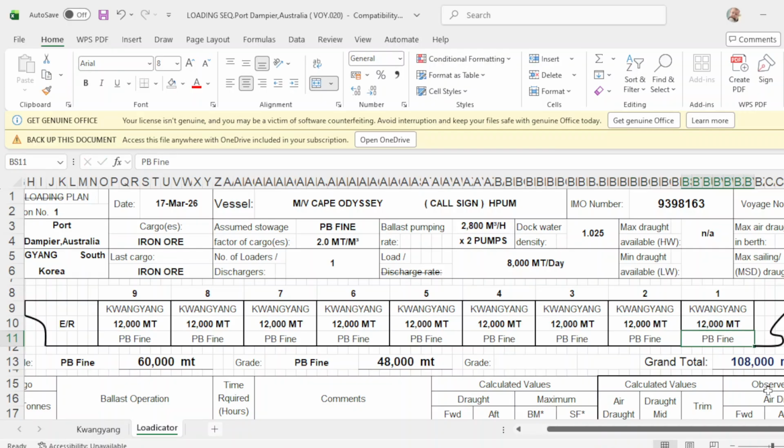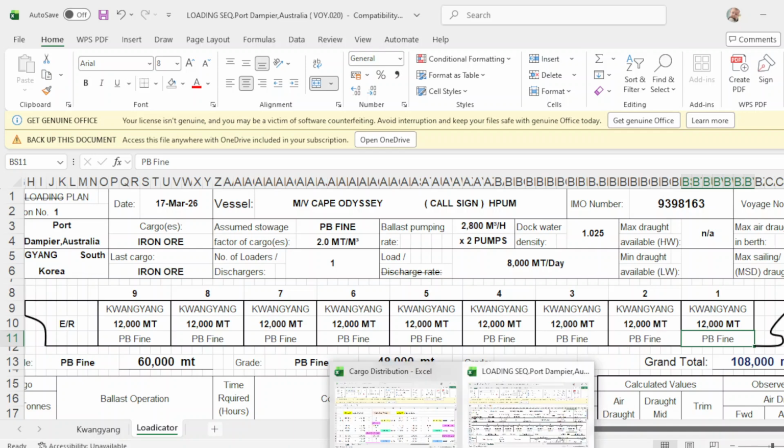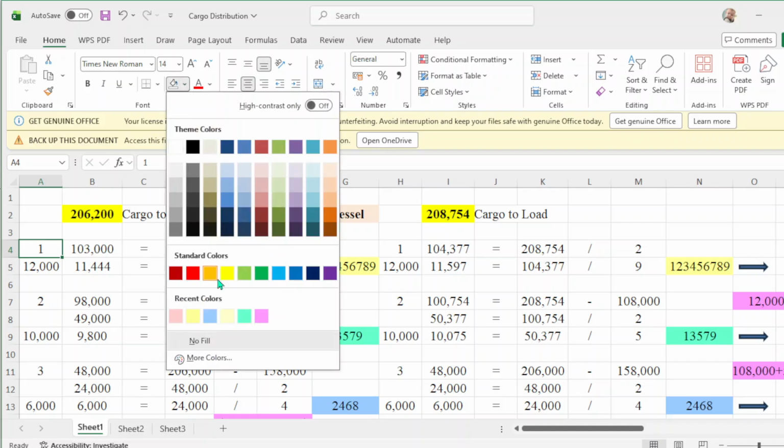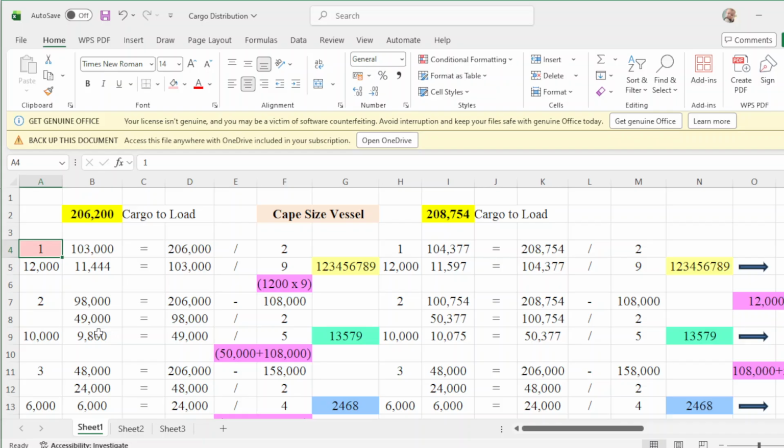Okay. Total of 108,000. So they're all equally distributed, 12,000 each for each hold. That will be 108,000. So we have here a total of 108,000. Put this mark so that it will not get lost. Now we go to number 2.